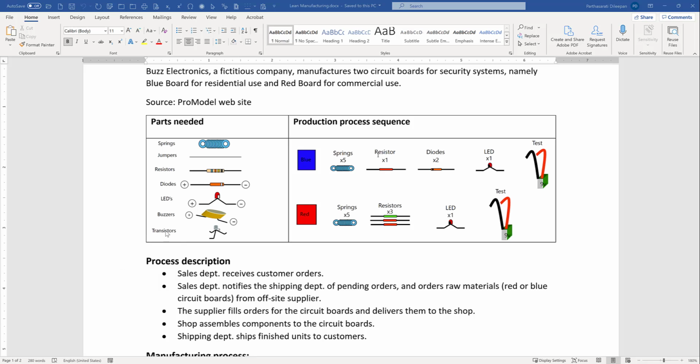So there are these products, or parts, I should say. These are the parts that are needed to produce these two products, blue board and red board. Now, the blue board requires all of these. Some of these parts are used as supplies, but the assembly stations are, and there are 5 stations for blue: spring, resistor, diodes, LED, and then finally inspection.